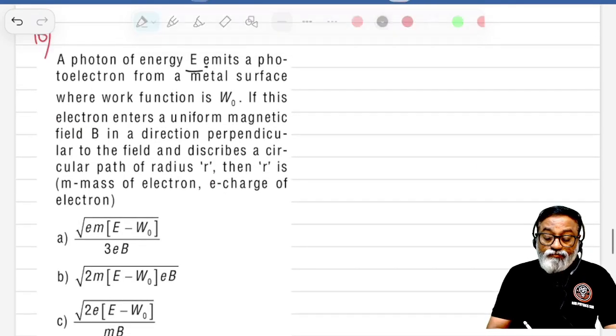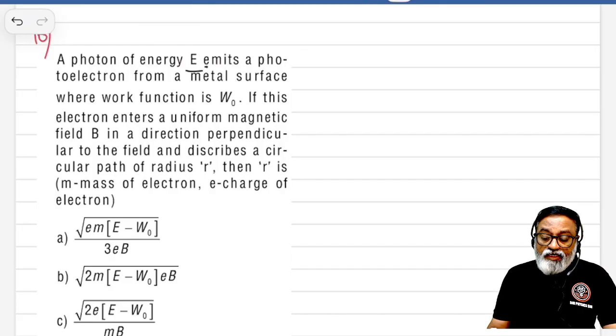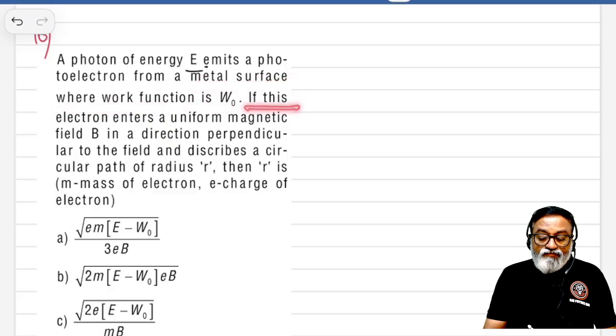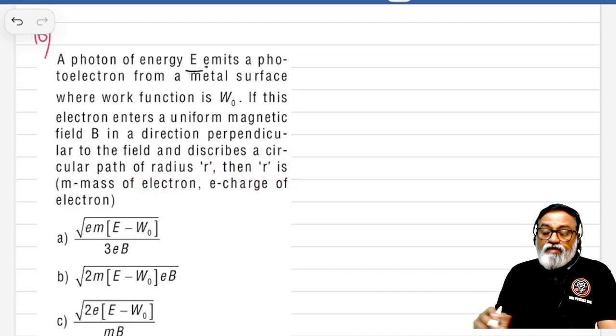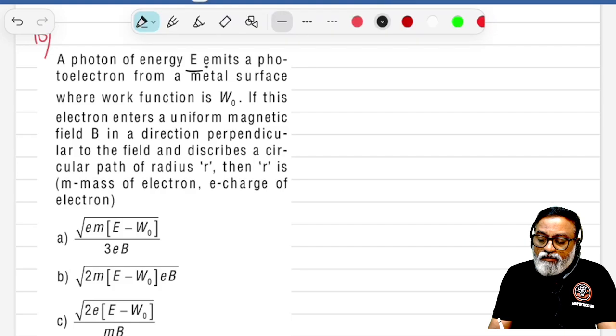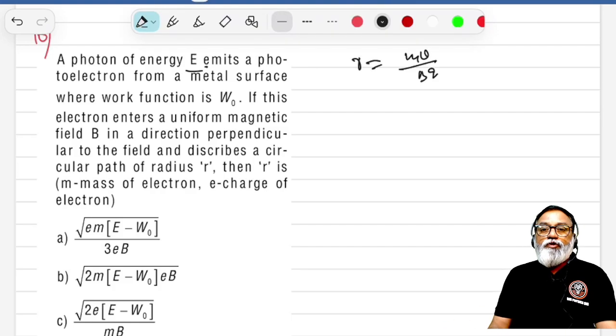Next one. A photon of energy E emits a photoelectron from a metal surface where the work function is W naught. If this electron enters a uniform magnetic field B in a direction perpendicular to the field and describes a circle of radius R, then R is? So here, whenever a charge enters a magnetic field perpendicular to the field, the charge describes a circular path. Then the radius of the circular path R is equal to mv by Bq.